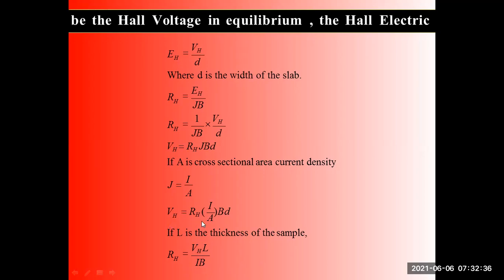R_H is nothing but V_H into, instead of D by A, you can write L, where L is the thickness of the sample. So D by A can also be written as capital L, the thickness of the sample, by I into B. Now this is the value of the Hall coefficient. We also have an experiment wherein we find the mobility of the charge carriers and calculate the Hall coefficient. So that is how we obtain mathematically a relation for the Hall coefficient.